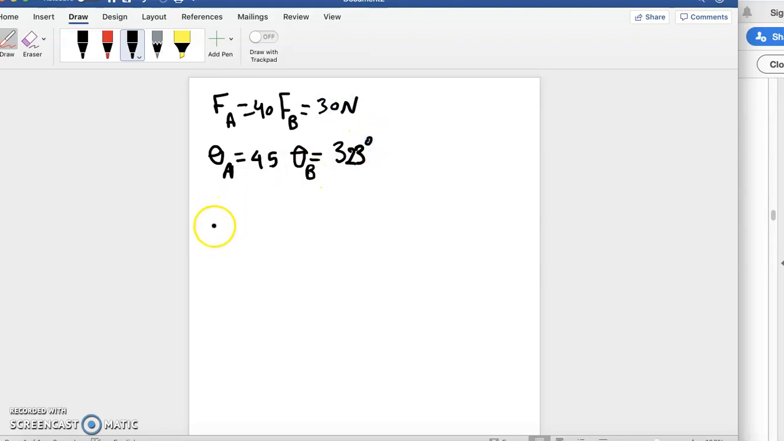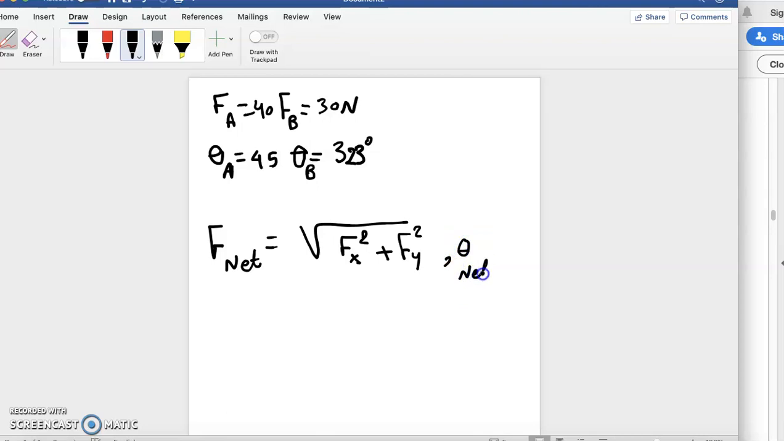Okay, good. So to find F net, I am reminding you, we have done that already, but this is just to remind you. What is F net for any vector, any two vectors? Fx squared plus Fy squared, and what will be the direction? I think these things you all have it in your notes. Tan inverse of theta. Sorry, I have to delete that. Okay, it's not tan inverse of theta.